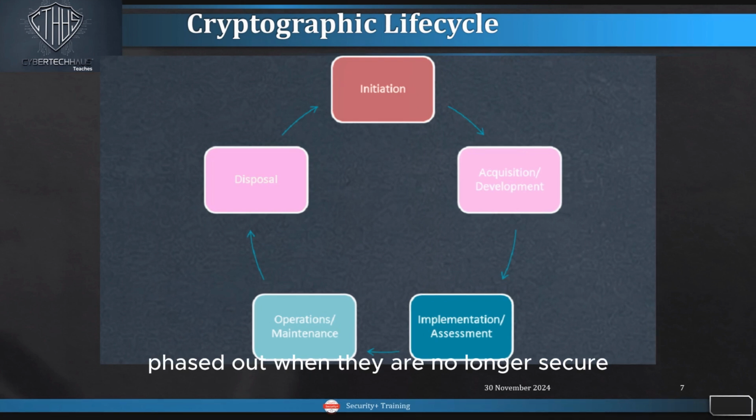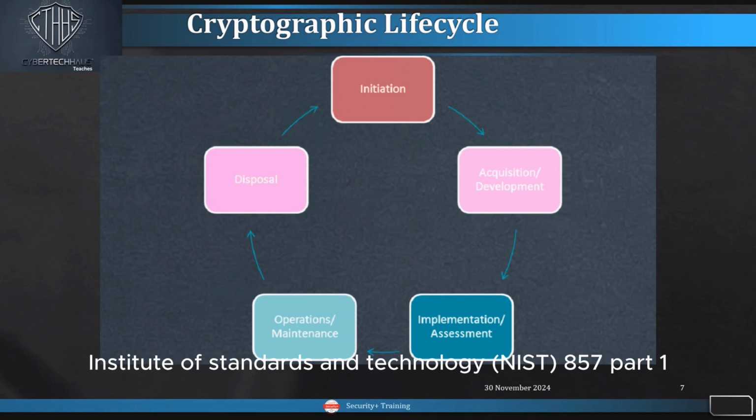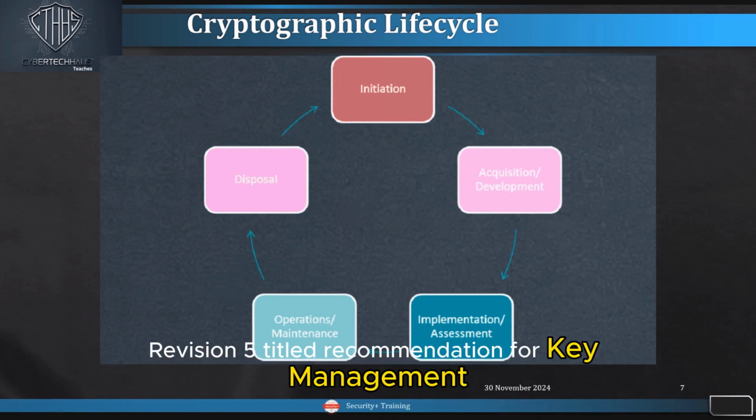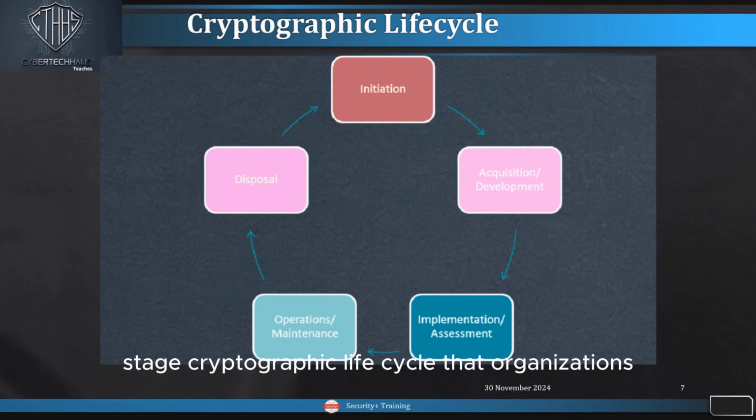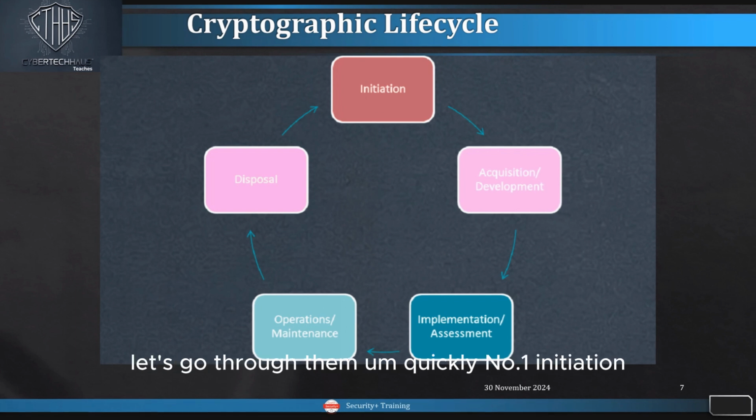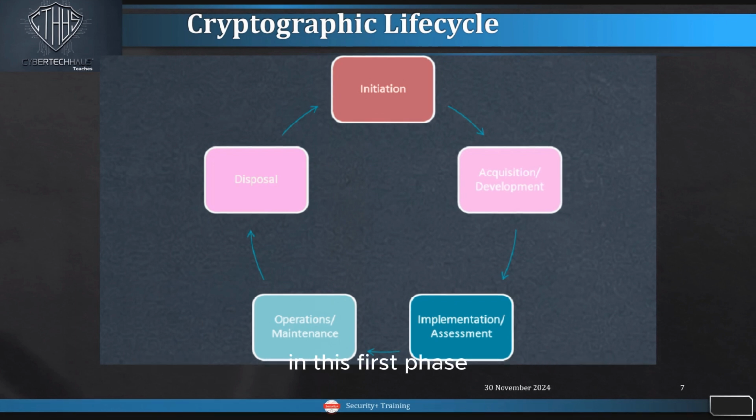The National Institute of Standards and Technology, NIST 800-57 Part 1, Revision 5, titled Recommendation for Key Management Part 1, outlines a 5-stage cryptographic life cycle that organizations should follow when using cryptography. Let's go through them quickly. Number 1, initiation. In this first phase, the organization identifies the need for a new cryptographic system and gathers requirements based on their specific security needs.